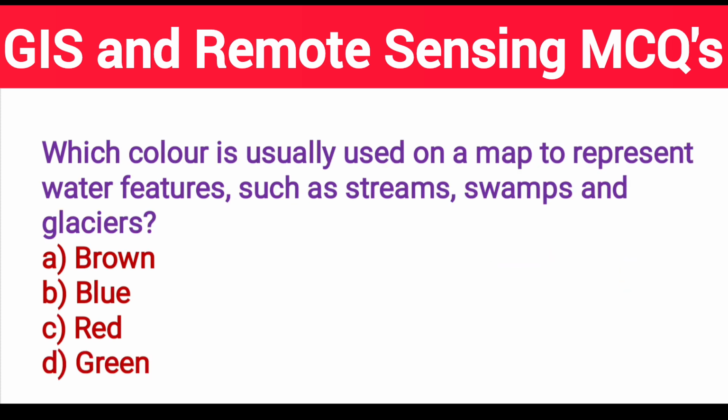Next question, which color is usually used on the map to represent water features such as streams, swamps and glaciers? Option A, brown. Option B, blue. Option C, red. Option D, green. So the correct answer is option B, blue.